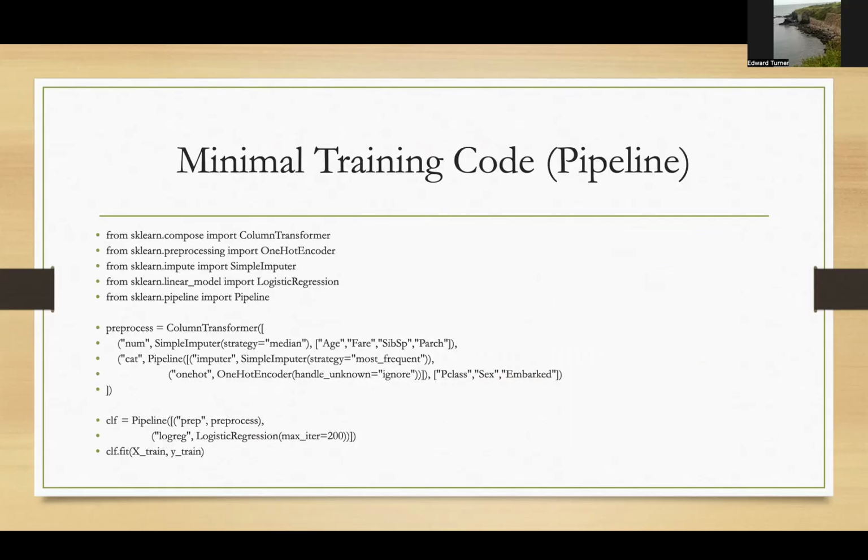Now, this is the code to reproduce. So we use sklearn, scikit-learn, as the main machine learning framework of choice in this particular scenario. As you see, we're using the column transformer along with a simple imputer on the numeric variables. And then we have a categorical pipeline as well, where we impute by most frequent, and then we do one hot encoding on the sex, where they embarked from, and then the class.